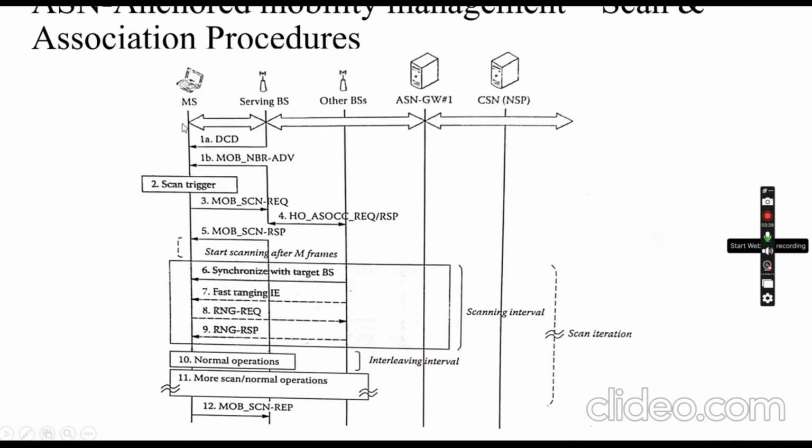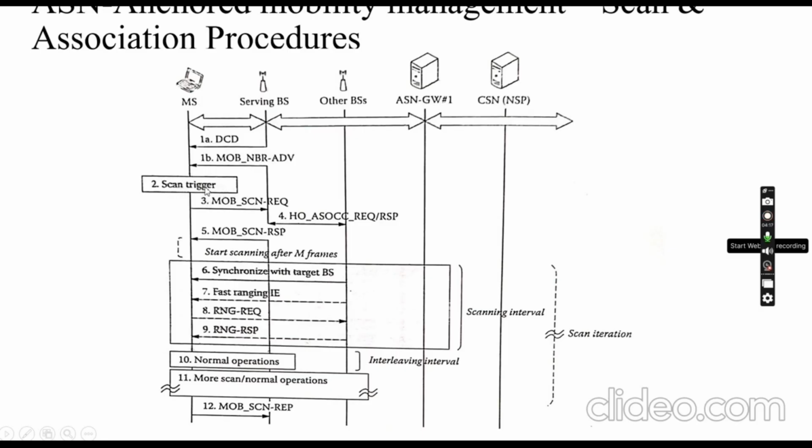ASN anchored mobility management has further processes like scan and association procedures. The scanning process begins when the mobile station or serving base station wishes to hand over the connection to another base station. It will send control signals: DCD, which indicates downlink channel descriptor, and MOB_NBR-ADV, which indicates mobile neighbor advertisement. This MOB_NBR-ADV is an advertisement message sent to the mobile station. It contains the downlink and uplink values, followed by the list of all other base stations that the mobile station can communicate with. After receiving the list, the mobile station will get triggered for the scan.